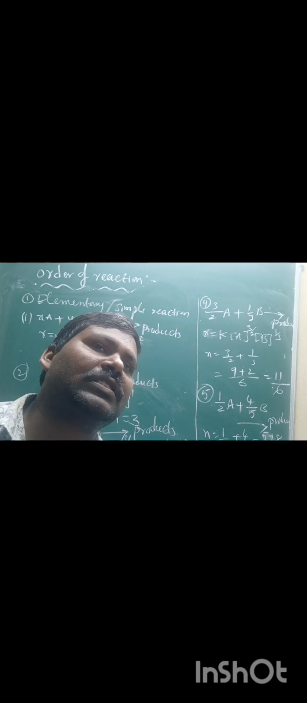N is equal to 5 plus 8 by 10 is equal to 13 fractional orders. These are the various examples. If you take the sum of the powers of the concentration terms in negative order. The sum of the powers of the concentration terms is equal to 0 order. The sum of powers of the concentration terms of the reactant is equal to a fractional value, fractional order. Like that.